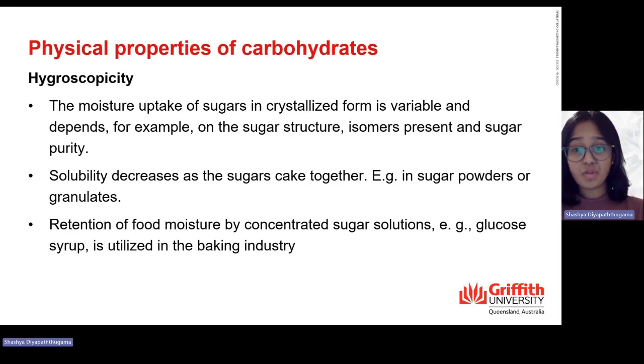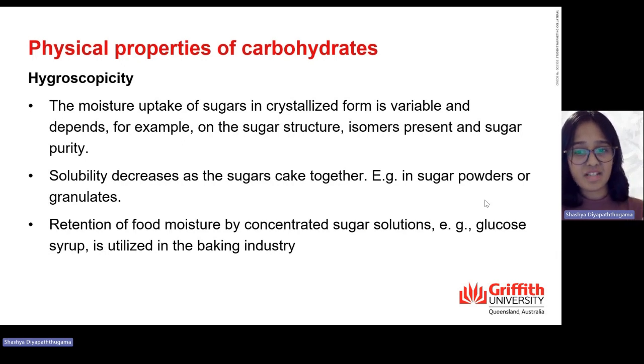So when sugar powders or sugar granulates, when they cake together, their solubility decreases. Caking together means usually these sugars have free-flowing granules, but caking means that they come together forming a lump, and this is dense. In this dense structure, in this lump, the solubility is lower. If you want to know why this happens, because now it's densely packed and it reduces the surface area that is available to interact with the surrounding water. So now the solubility is decreased.